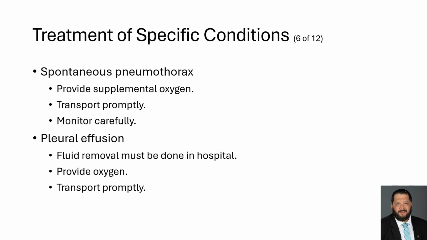When addressing a spontaneous pneumothorax, we're going to provide supplemental oxygen and transport promptly. These patients should be monitored carefully, as the progression of the pneumothorax can cause significant cardiac compromise. If your patient begins to show signs of cardiac insufficiency or reduced cardiac output, the pneumothorax has now become what's called a tension pneumothorax and should receive advanced life support intervention promptly.